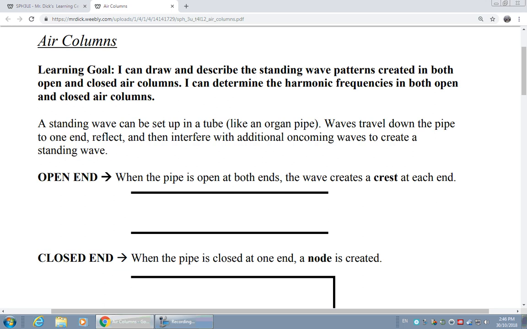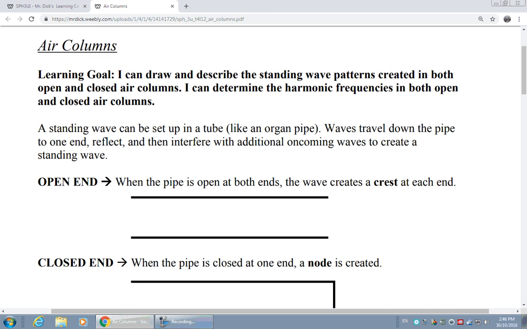So the focus of this note is air columns. So we imagine setting up something like a tube, like an organ pipe or some kind of tubing that you might use for any kind of musical instrument. And we need to have one of the ends being open in all cases so that air can get in. But then we use terms like open end and closed end.